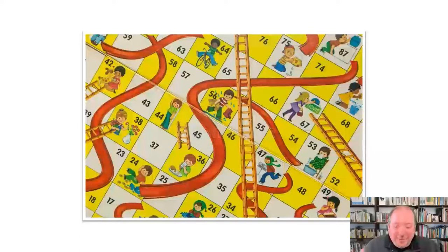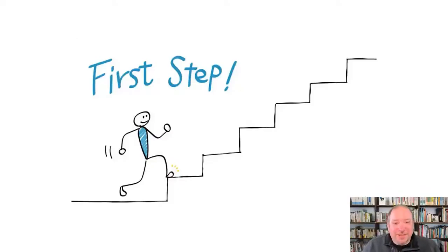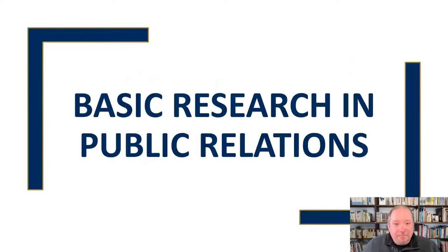So in public relations in particular, there is a very clear first step to the public relations process, to the campaign process, to being effective as a practitioner of public relations. And that very important first step is just some basic research. So that's what we're going to talk about in this video: basic research information that is important for people engaging in public relations as practitioners.